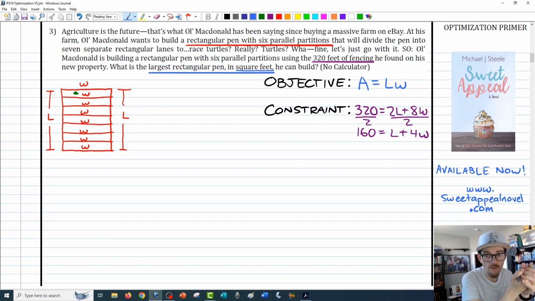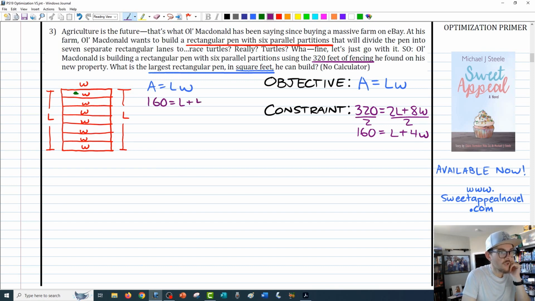Now that we've got our objective and constraint, the next portion of this problem is literally just a bunch of algebra and then calculus. So let's start there. We have A equals L times W, and we have this other relationship, 160 equals L plus 4W. I'm going to do the easy thing and solve for L, taking the L and leaving it by itself. We're going to get 160 minus 4W equals L, and then I'm going to plug it into our original area function. This gives us the area equals L times W, and that L was 160 minus 4W.